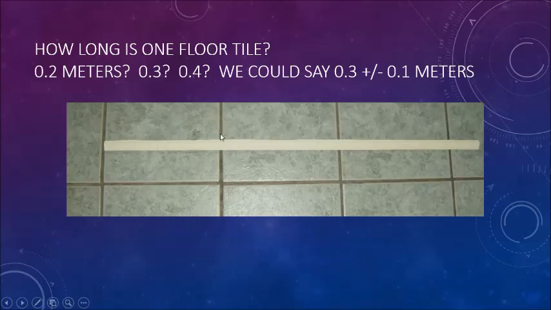You could say, since it's about 3 little floor tiles per meter stick, it's probably 0.3 plus or minus 0.1 meters. And that would be okay. So we're estimating 1 point. So I'm going to say it's 0.3.